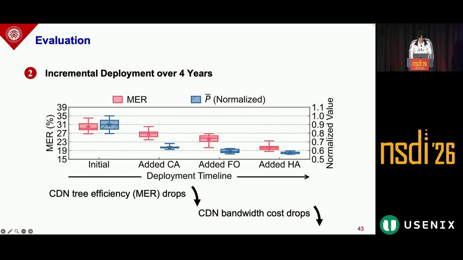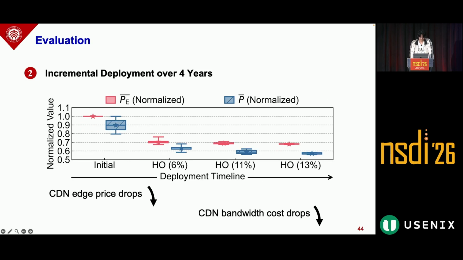We added cold stream aggregation, the CA in the figure, and followed by the frozen stream offloading, and then hot stream aggregation. And the process successively drove down the migress-egress ratio and decreases the relative cost of the CDN bandwidth. And similarly, we progressively roll out hot stream offloading, and this process steadily decreased the average edge price and hence the overall relative CDN bandwidth cost.